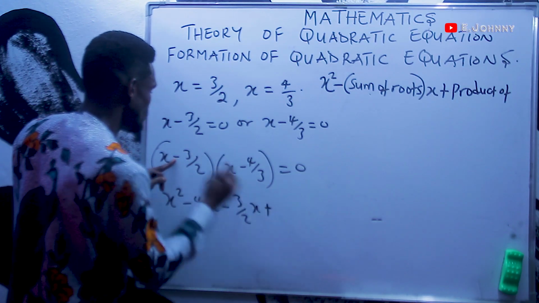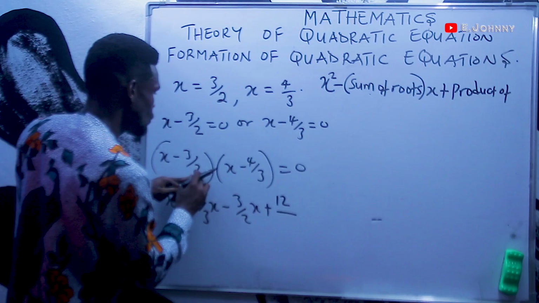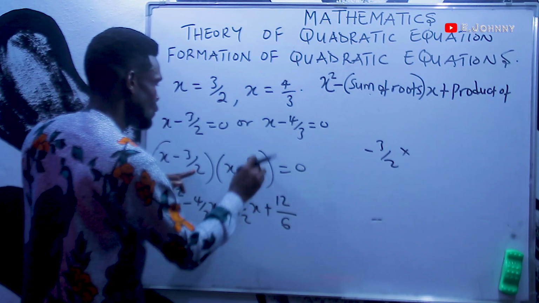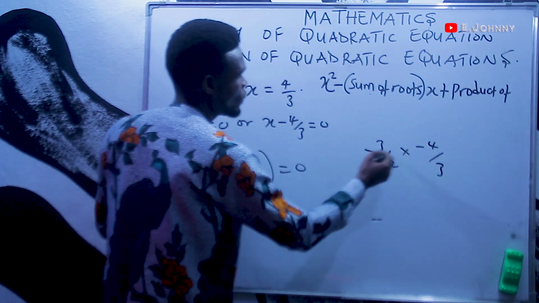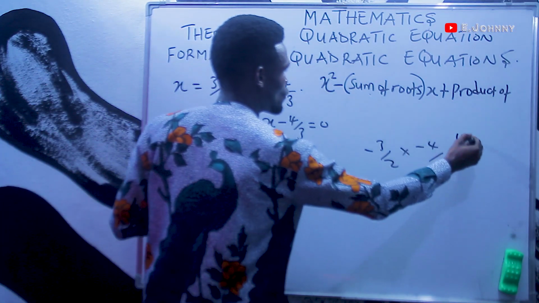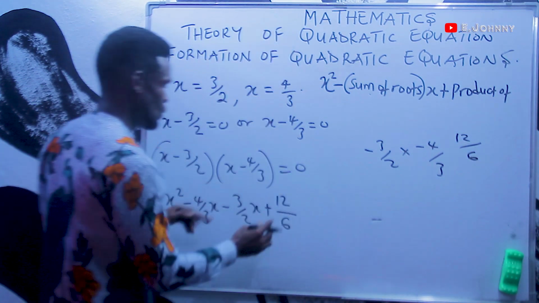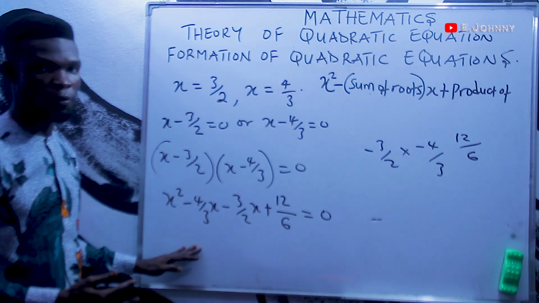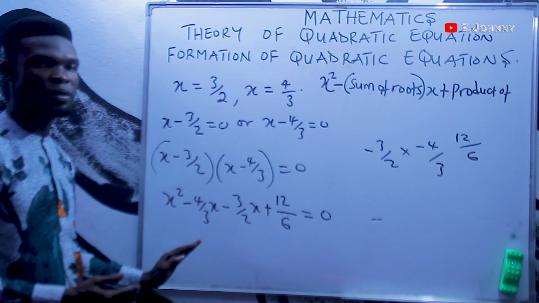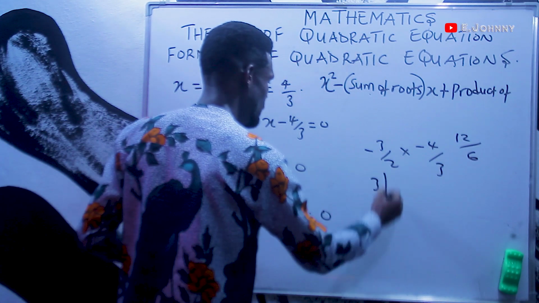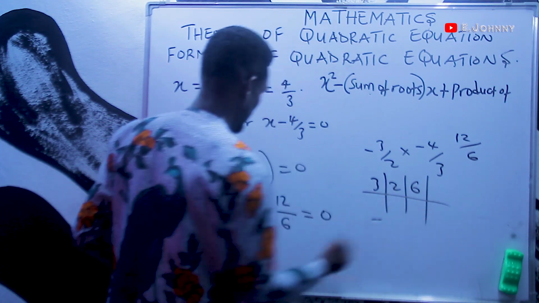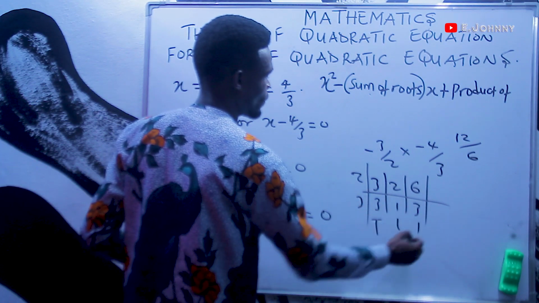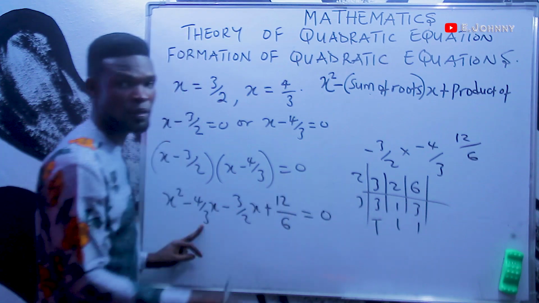Minus times minus is plus, 3 times 4, 12 over 2 times 3, 6. So you have this equals 0. Now you can see that there are numbers as denominators, fractions. So let's clear the fraction by using the LCM. So what is the LCM of 3, 2, and 6? So the LCM is just 2 times 3, which is 6.